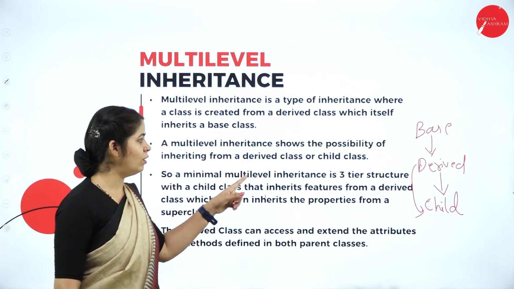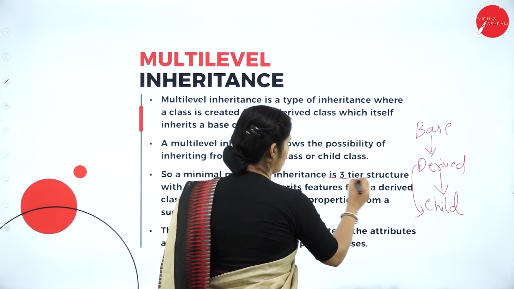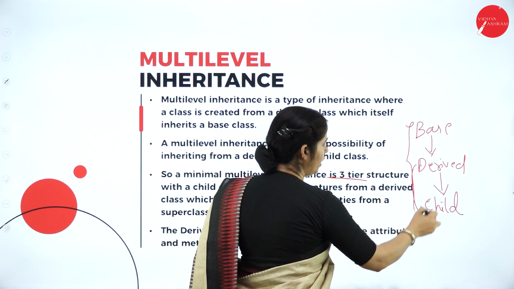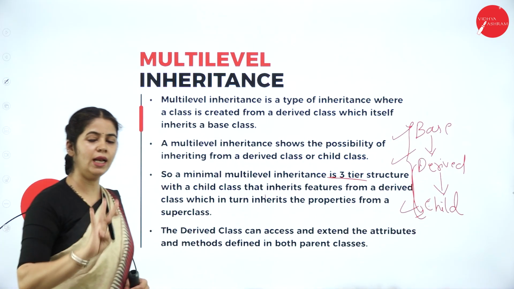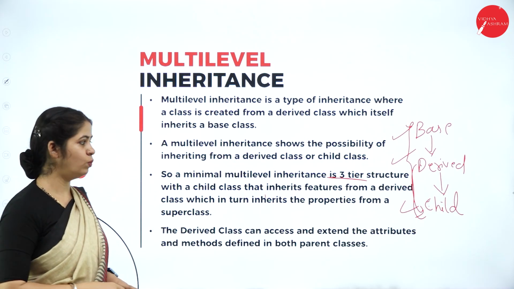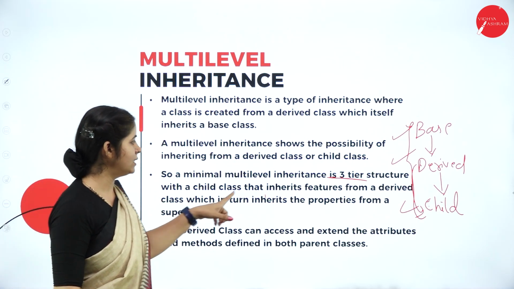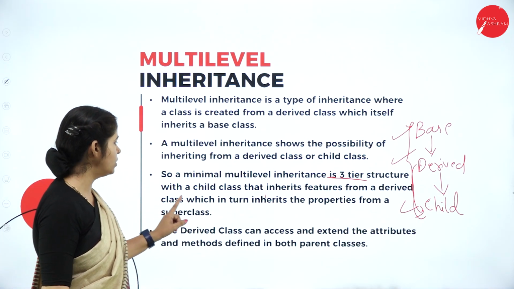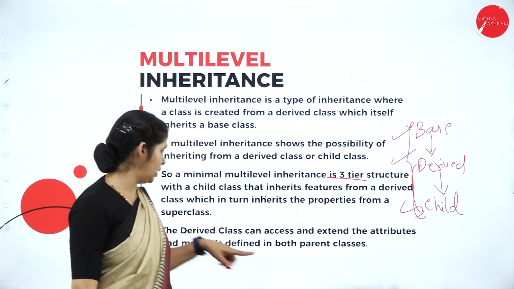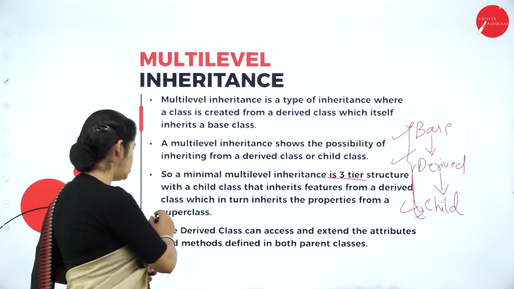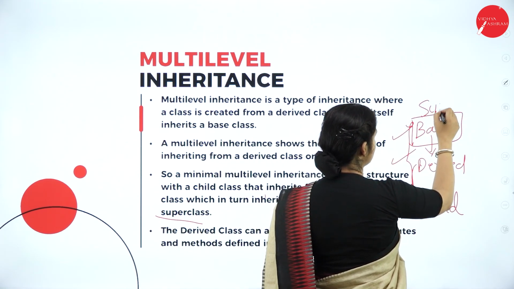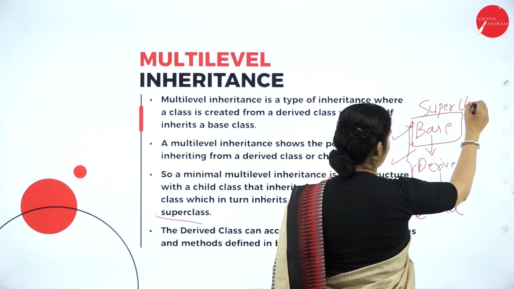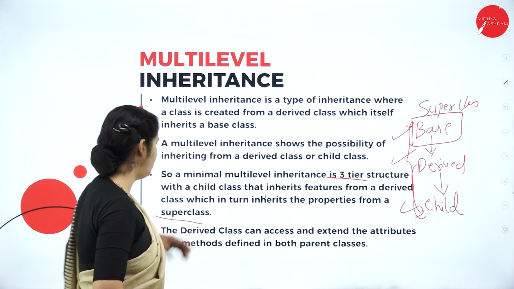So the minimal level of inheritance is a tier 3 structure. So what is the minimum level we have? Base, derived 1 and derived 2. We should have 3 levels of inheritance, where the child class has inherited the features from the derived class, which in turn inherits the properties from the superclass. So here, the base class we call the superclass.